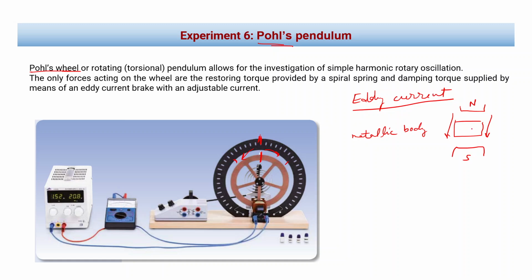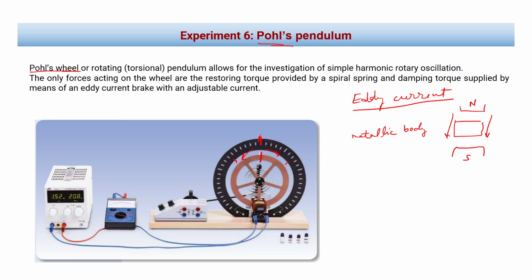How will it oppose? It will stop the velocity of this body. Eventually it will try to stop the motion of this body to stop the change in magnetic flux. So this is a way of saying that the motion is getting damped, right? Initially we are moving it, but because of the eddy currents induced in the body, the motion is eventually getting damped. This is the way used in Pohl's pendulum to damp the motion.